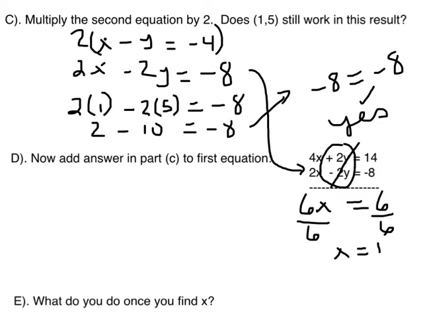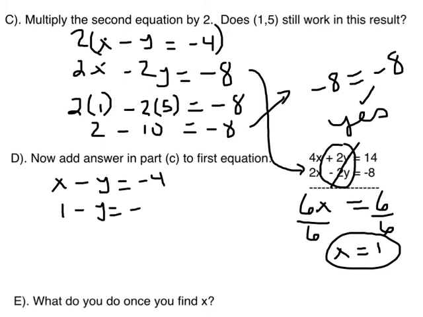Once again, we're trying to figure out everything. So now we got to take one of the original equations. Doesn't matter which one, whichever one you want. If you want the original one where we had x minus y equals negative 4, and we know that x is equal to 1, we can plug that in. So 1 minus y equals negative 4. And so this is the part E that we're actually doing now here. Once you found x, this is what we're going to do. We plug it back in.